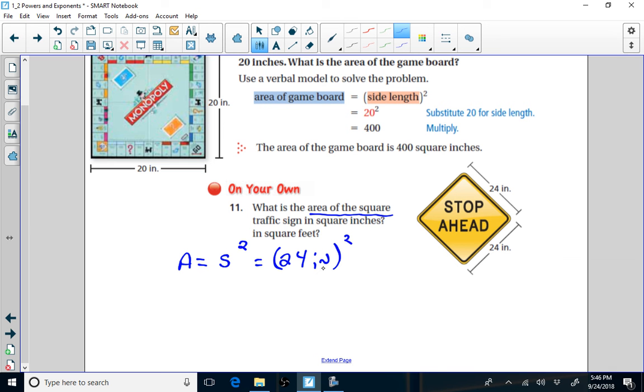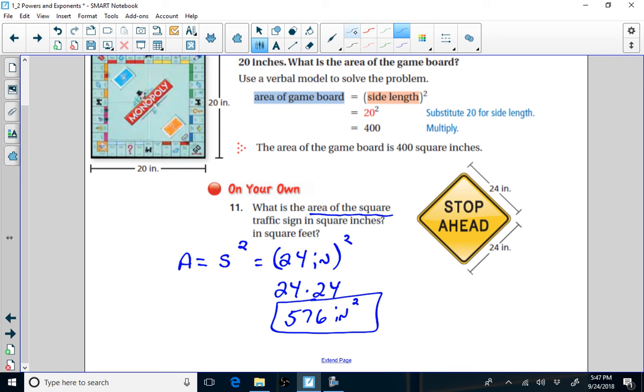24 times 24 is how we would find the value of 24 squared inches. We want to find that area. And what is the product of 24 times 24? That's going to be 576 square inches. And I write that as inches squared. That's your area in square inches.